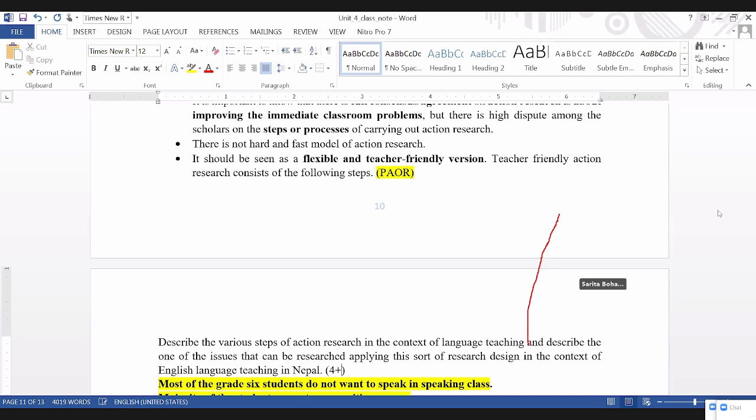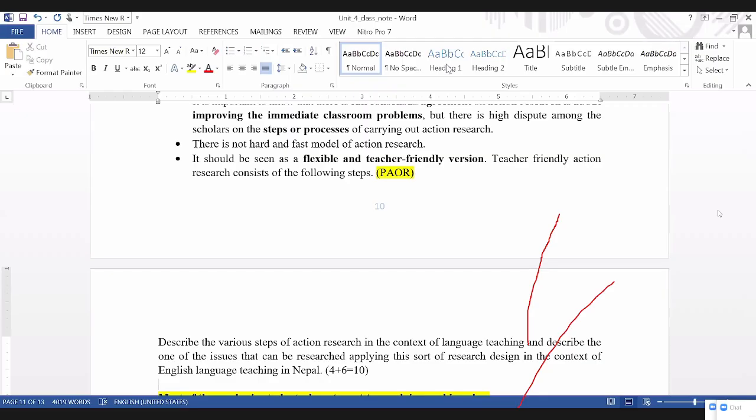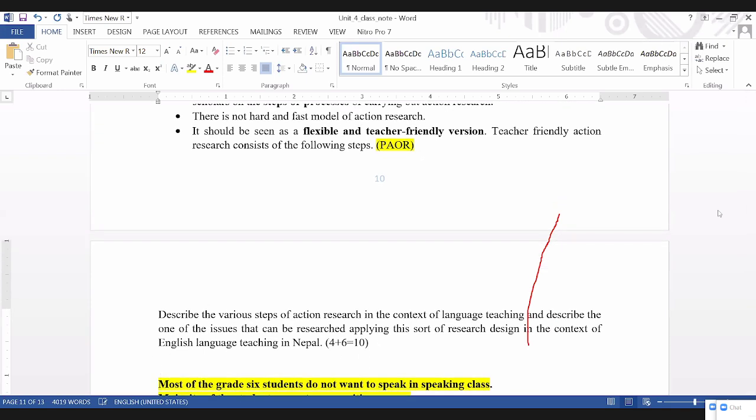4 plus 6 is equal to 10. Okay. Okay. Now let's see this question. Your question कसरी हेर्ने भन्ने कुराहरु हेरौं है त.